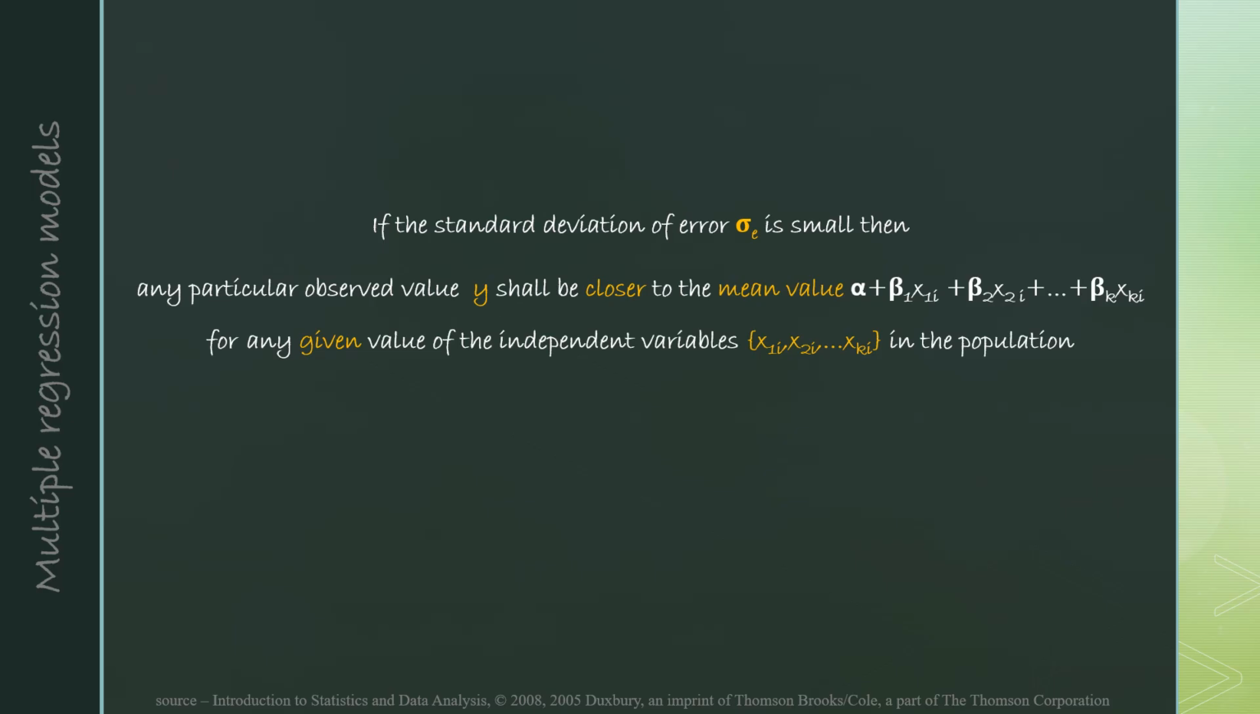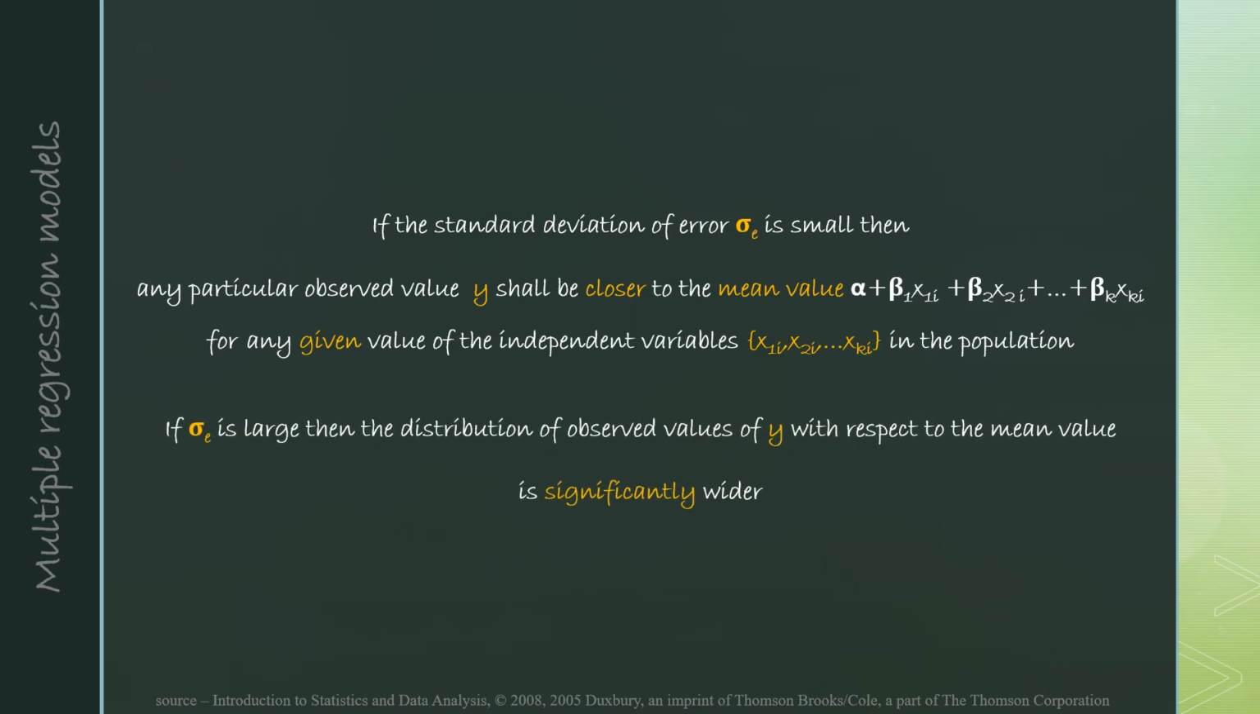If the standard deviation of error sigma E is small, then any particular observed value y shall be closer to the mean value alpha plus beta 1 multiplied by x1i plus beta 2 multiplied by x2i plus and so on plus beta k multiplied by xki for any given value of the independent variables x1i, x2i and so on xki in the population. If sigma E is large, then the distribution of the observed values of y with respect to the mean value is significantly wider.